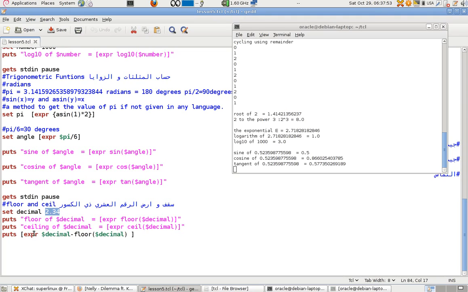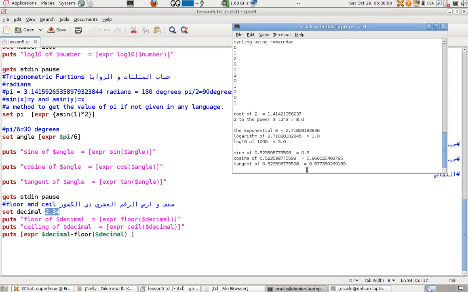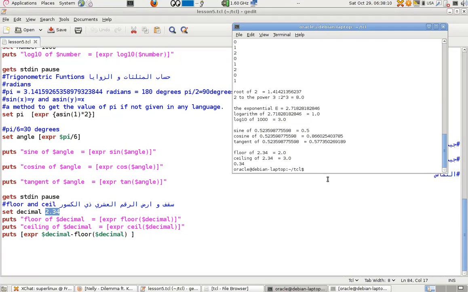But if you get the ceiling of the decimal, which is the top, or the next integer of 2.34, it will be 3. So look at the results here. This is the floor, which is 2, and this is the ceiling, which is 3. So the floor is the exact number just before the decimal part, and the ceiling is the next integer after it.